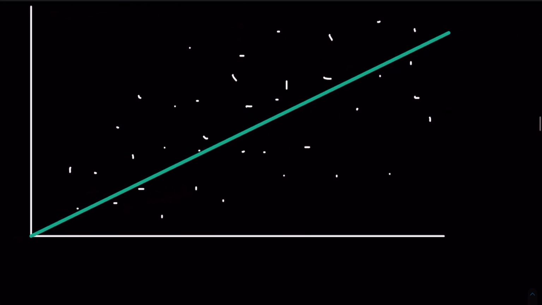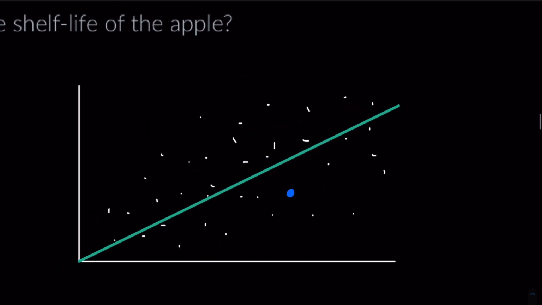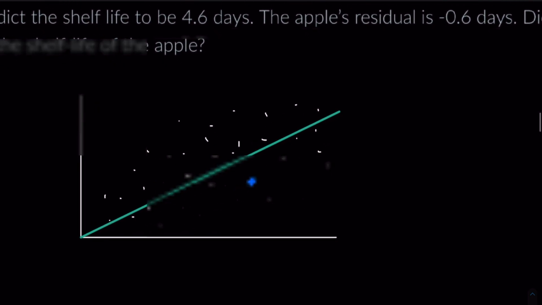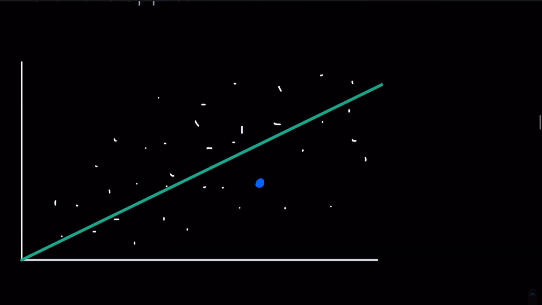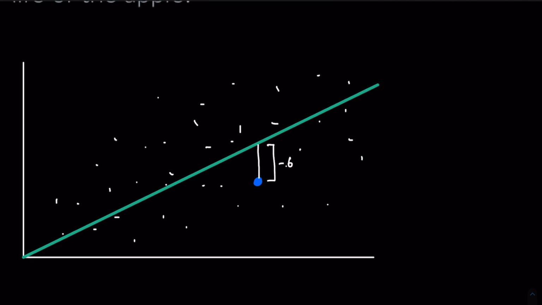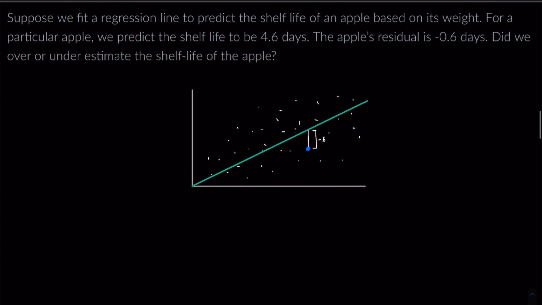So let's go in here, and I'm going to bold one of these points. Let's use this point right here. It said the residual is negative 0.6, so this looks like something that would be about negative 0.6. And remember what I said earlier, that when you're moving down from the prediction line, it's a negative value.